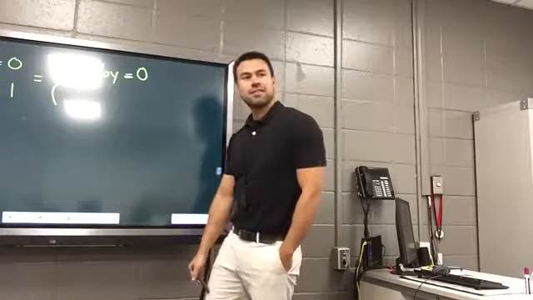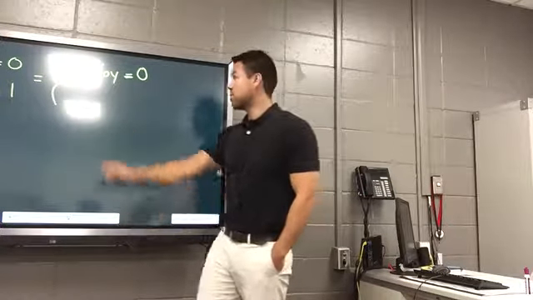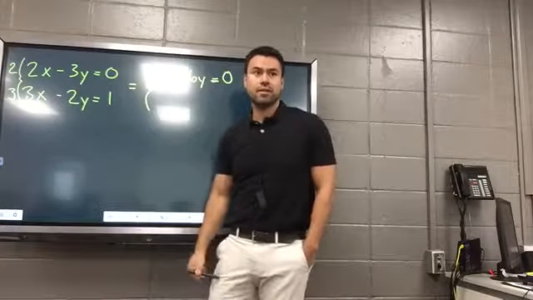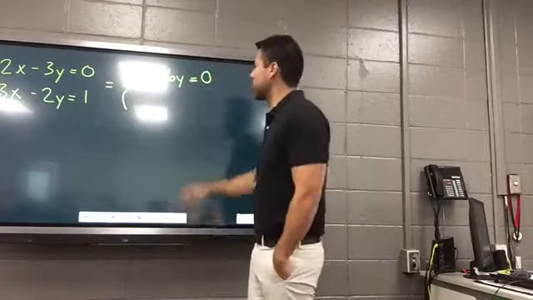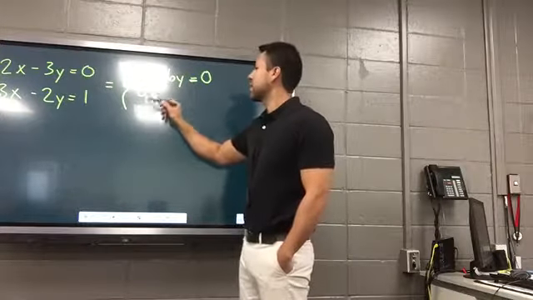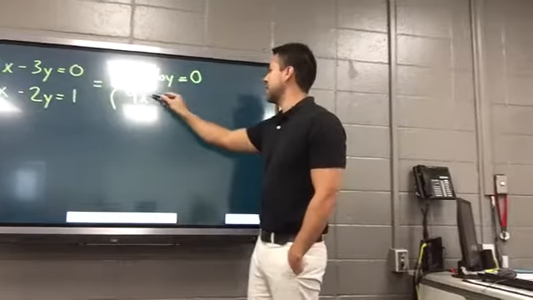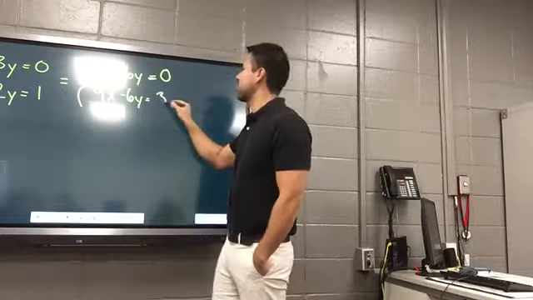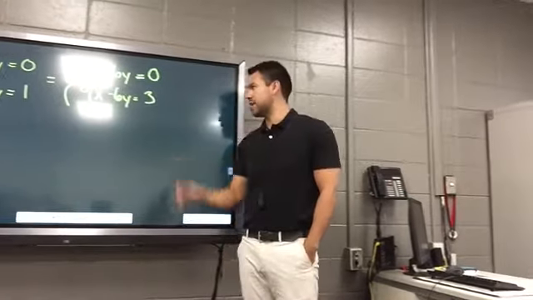You're multiplying the top one by 2 and the bottom one by 3. Do both of them, you want to multiply both first. What's 3 times 3x? 9x. What's 3 times -2y? -6y. And then what's 3 times 1? 3. Okay, so that's what we get.